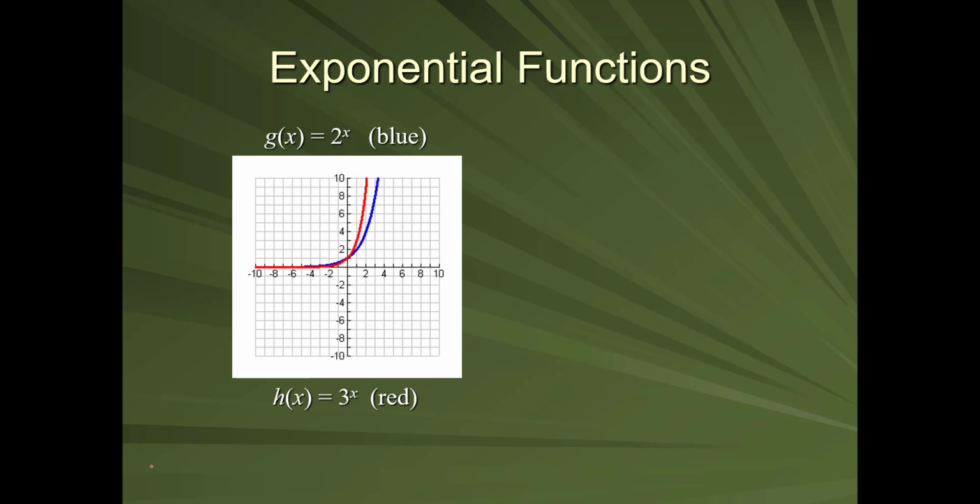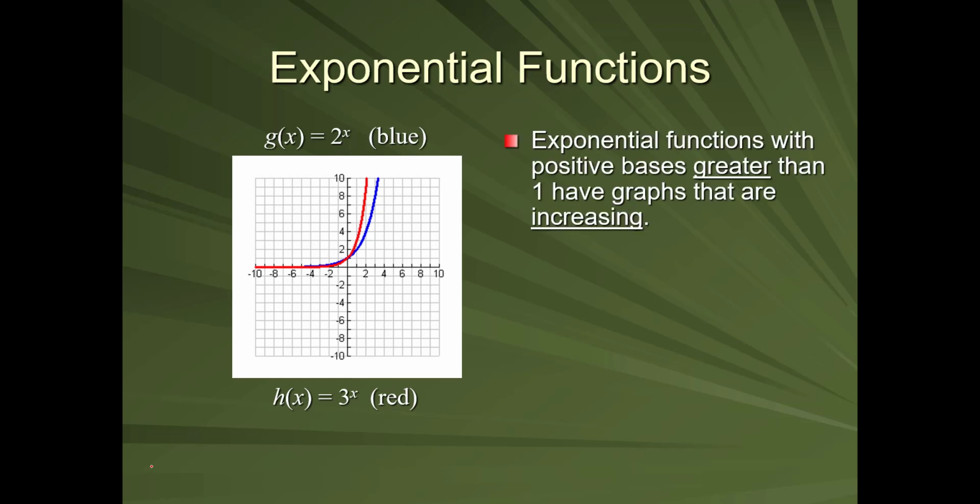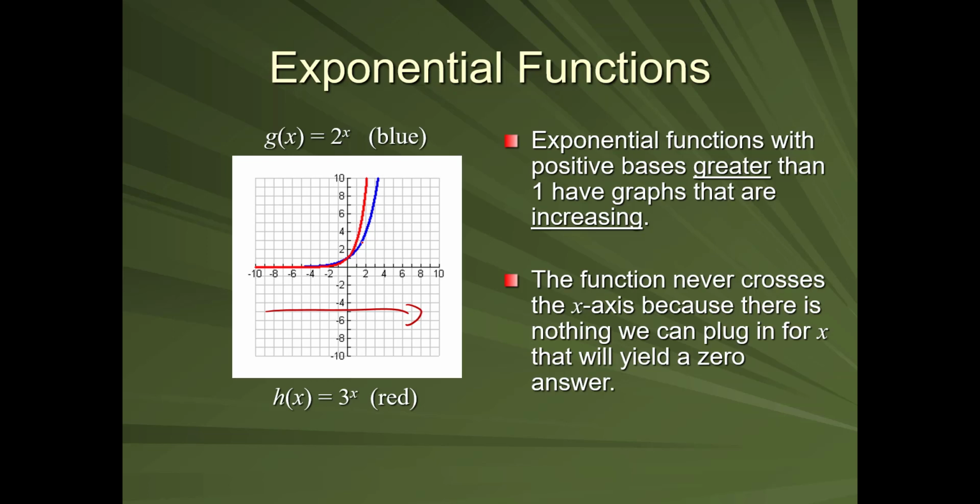Now, I combine the two graphs together, g of x equals 2 to the x and h of x equals 3 to the x. And we come up with this: an exponential function with positive base greater than 1 has a graph that is increasing. From left to right, it's going upward. Secondly, the function never crosses the x-axis. So this is the x-axis, and we call the x-axis the horizontal asymptote.